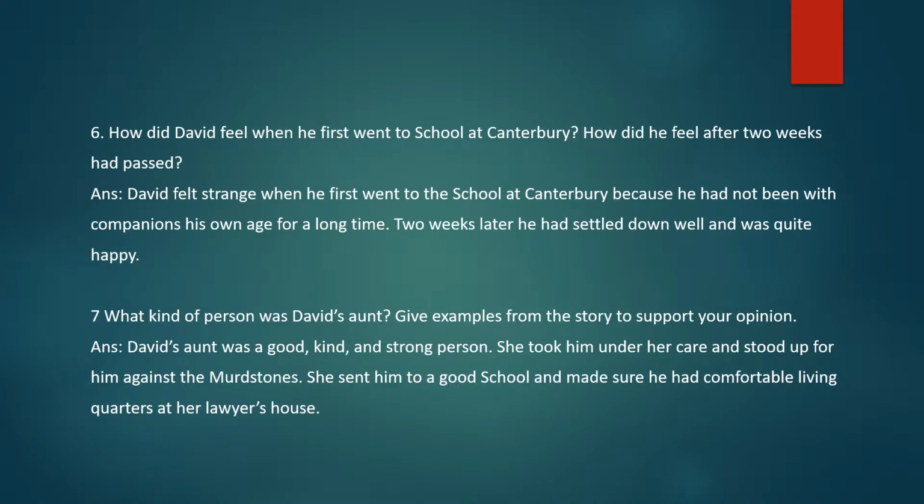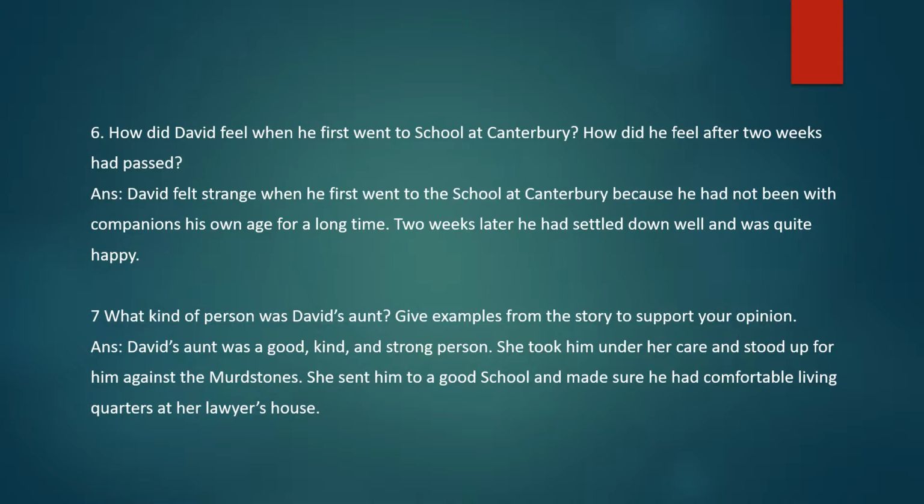Our next and 6th question is, how did David feel when he first went to school at Canterbury? How did he feel after 2 weeks had passed? Our answer is, David felt strange when he first went to the school at Canterbury because he had not been with companions his own age for a long time. 2 weeks later, he had settled down well and was quite happy. Clear?